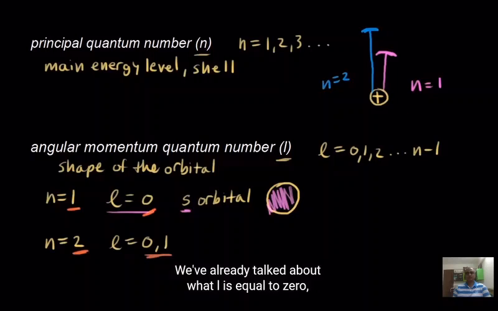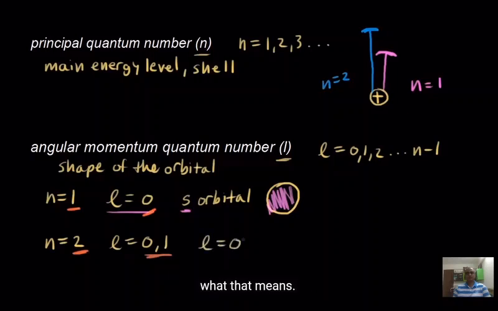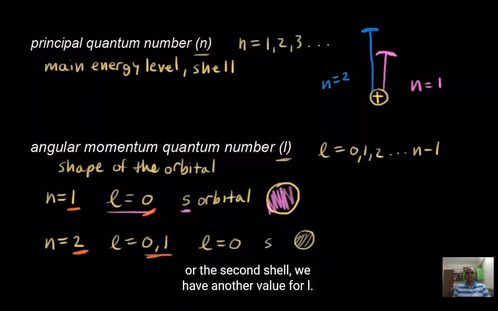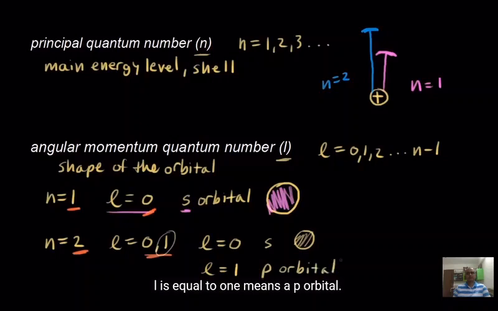All right, we've already talked about what L equal to 0 means. So L equal to 0 means an s orbital shaped like a sphere. But now, in the second main energy level, or the second shell, we have another value for L. So L is equal to 1. And when L is equal to 1, we're talking about a p orbital. So L is equal to 1 means a p orbital.